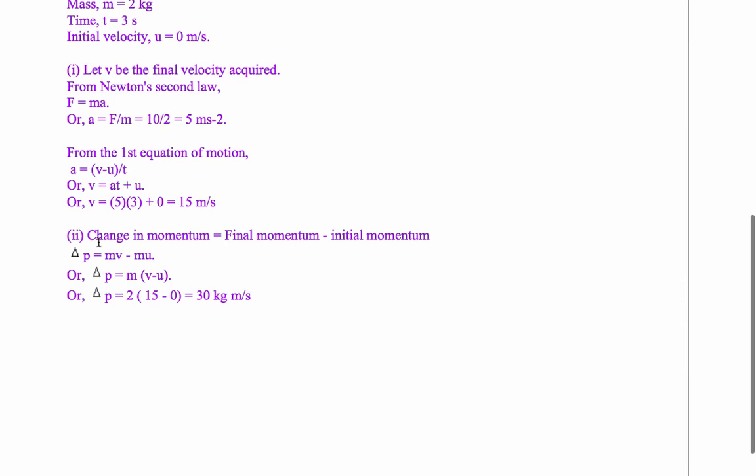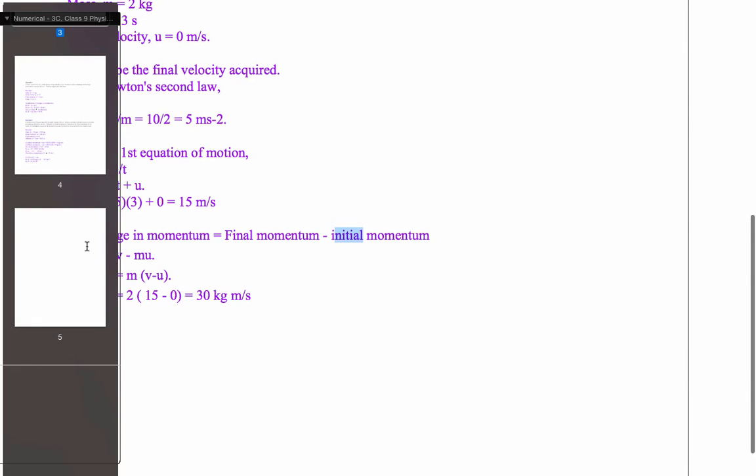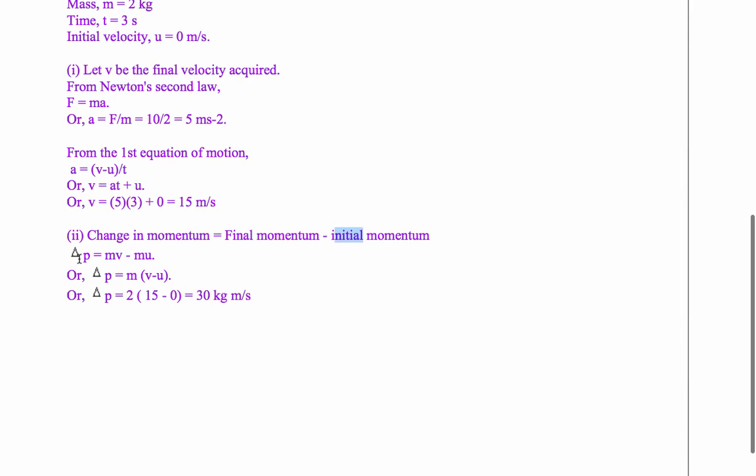The next part of the question, we are supposed to calculate the change in momentum. Change in any quantity means final minus initial. So change in momentum means final momentum minus initial momentum. Now what is the formula for momentum? Mass into velocity. If I am saying final momentum, it will be mass into final velocity. If we want to find out initial momentum, it will be mass into initial velocity. Now this delta triangle sign, if you remember, was also explained in the last class. Delta means small change in any quantity.